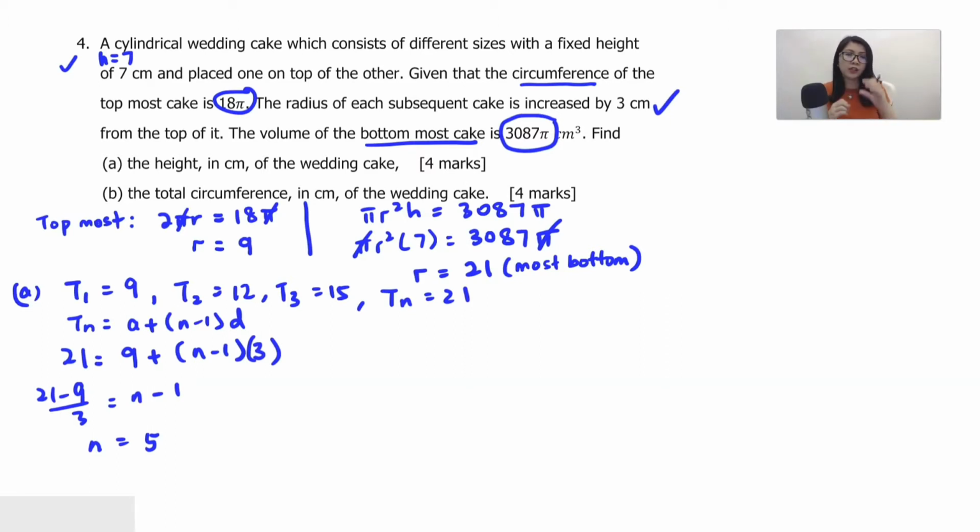So if each level or each tier is 7 cm, what if it's 5 layers? 5 layers times 7 cm, therefore the total height is 5 times 7, 35 cm. So that would be the answer.